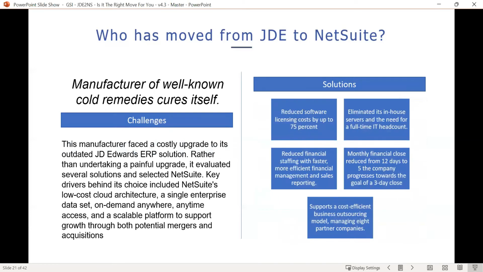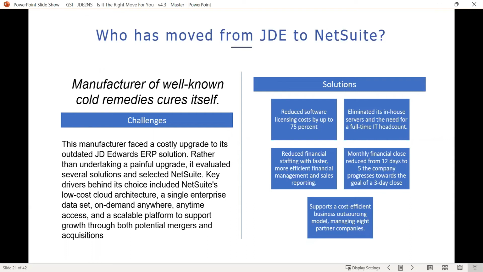We've got a manufacturer of well-known cold remedies. As a matter of fact, some of you are probably taking that in this season right now, recognizing colds are going across the nation pretty rapidly right now. I think even some of our guests today from GSI are suffering with that.